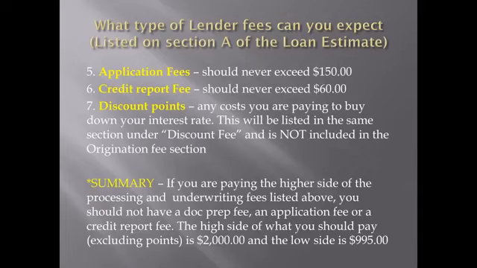Now, a summary of this. If you're paying the higher side of the processing and underwriting fees listed above, you should not have a doc prep fee, an application fee, or a credit report fee. The high side of what you should pay, excluding points, would be $2,000. The low side is going to be $995.